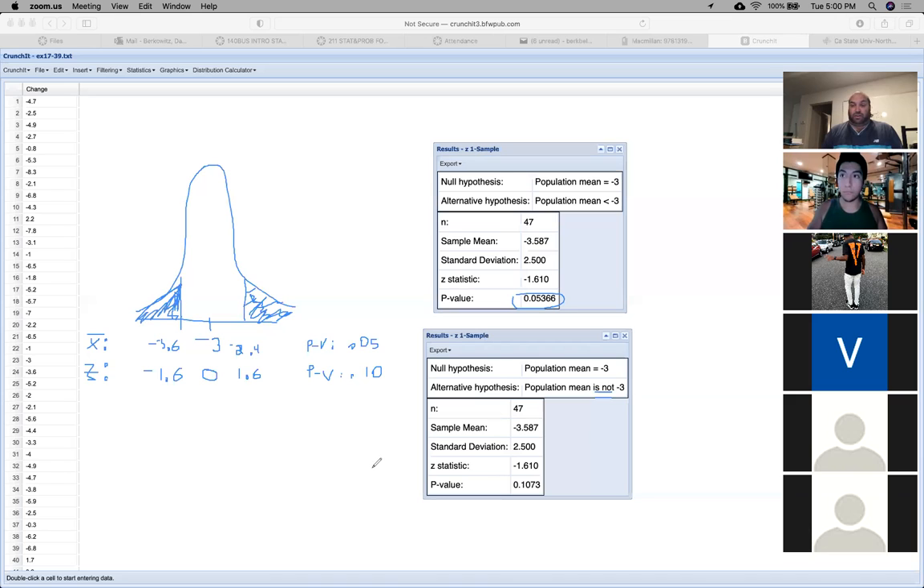Two-sided tests are always harder to reject because p-values are always bigger for two-sided tests, right? And we want small p-values to reject. So two-sided tests are harder to reject because your p-values are going to be bigger. Does that make sense? Yes, thank you. Sure.